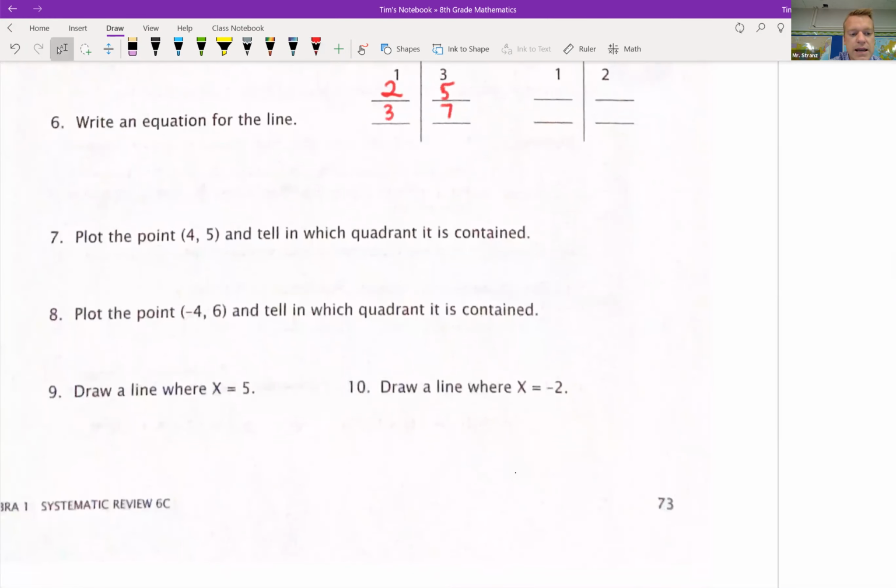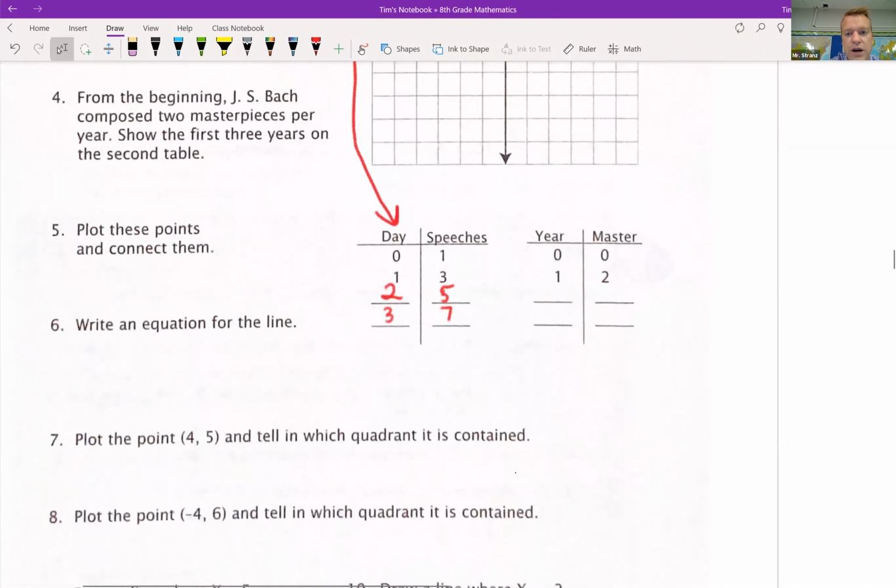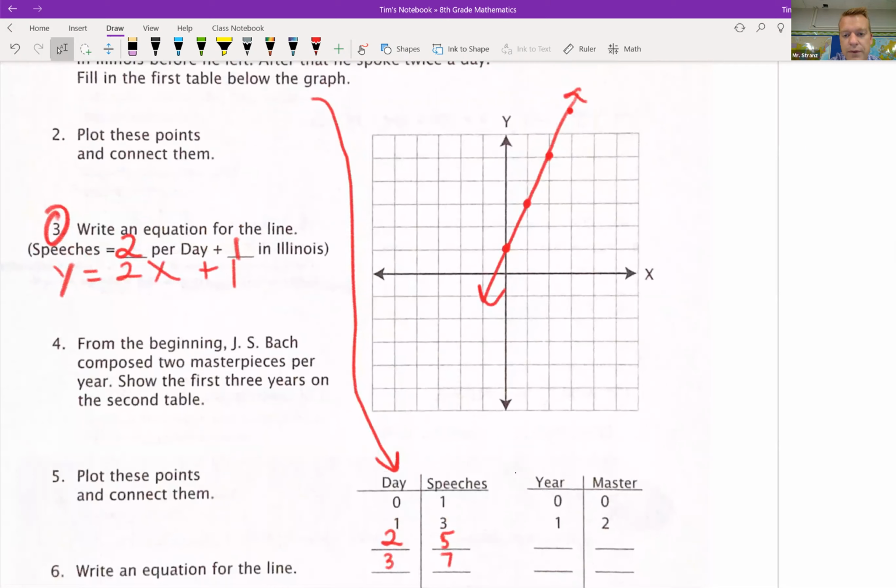Number 9 and 10, draw a line where x equals 5. Let's do number 9 together real quick. Draw a line where x equals 5. So if we go up to this graph and we go to x equals 5, 1, 2, 3, 4, 5, you're going to draw a line right through x equals 5. Okay, that's all you're doing. It is a vertical line.